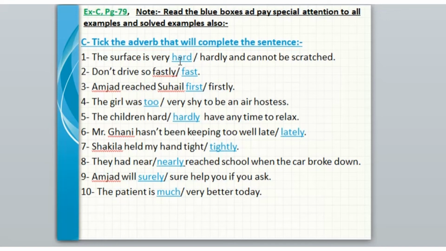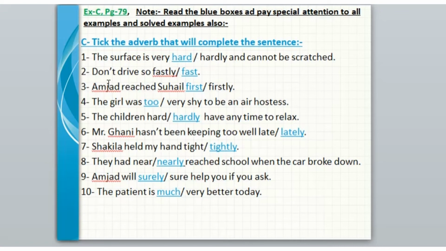Number 2, don't drive, so options are fastly, fast. Fastly is the wrong one. It can't be placed here. It should be defining some verb. So fast is the right kind of adverb which can define this drive here. Don't drive so fast, so students put a tick on top of fast.